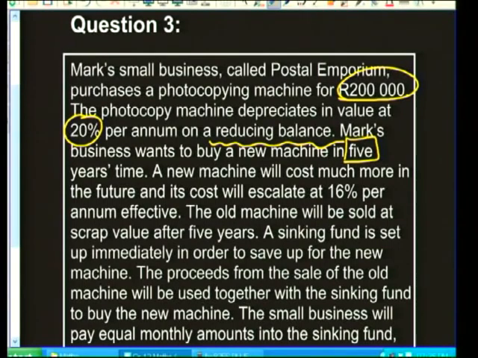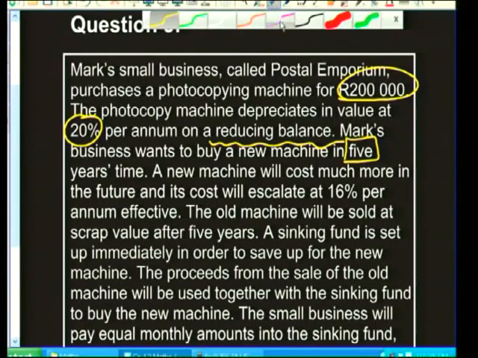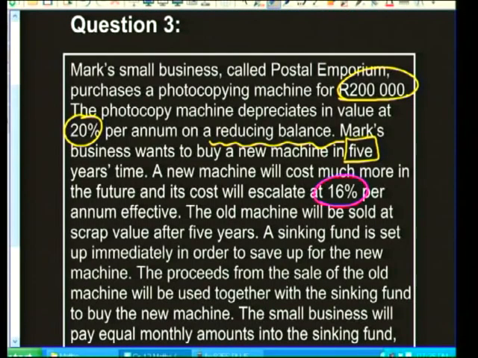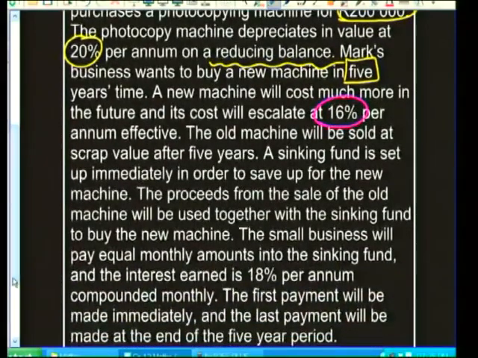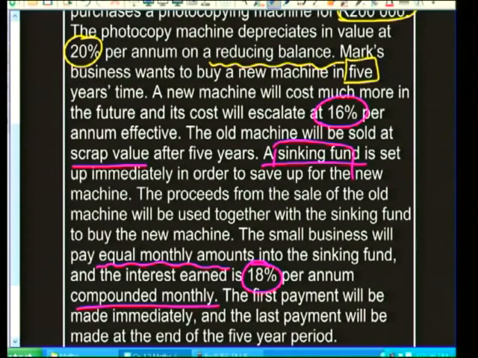My goodness, look at this. Isn't this phenomenal? It's escalating at 16%. Wow, that's outstripping inflation. I hope it's a really, really good model. The old machine will be sold for scrap value after 5 years. A sinking fund is going to be set up. That's the sinking fund. And we're going to be paying equal monthly amounts into the sinking fund, and we're going to earn 18% per annum compounded monthly.